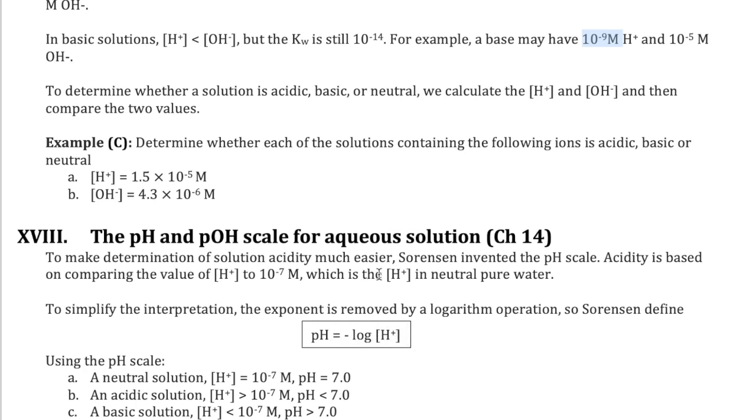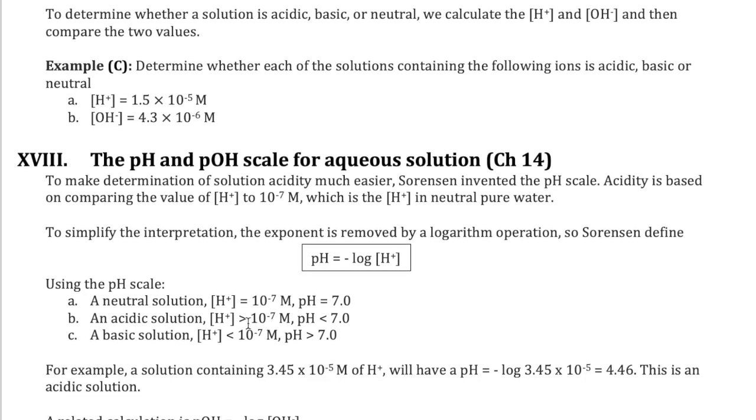So if you have something like 10^-9 H+, to convert that number to pH, all you need to do is take the negative log of 10^-9. Now, if you enter that in your calculator, you're going to get the number 9 as a result. The interpretation of the pH scale is shown here. If your H+ is 10^-7, remember that's what a neutral solution would have, then your pH is going to be the negative log of 10^-7, which ends up just being equal to 7.